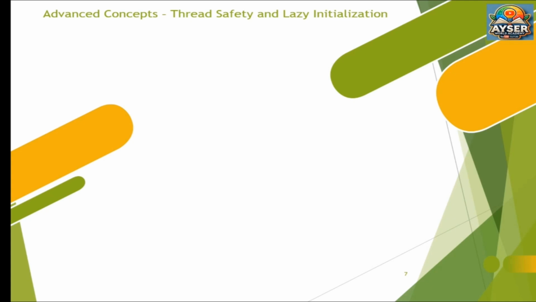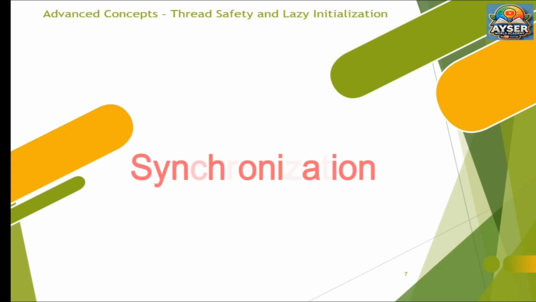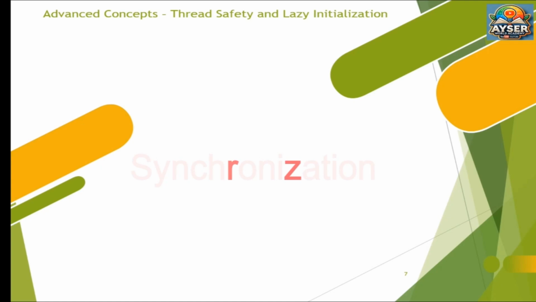You might have learned the Java thread programming model. There is a concept called synchronization. Synchronization basically means acquiring a lock on an object or at the class level. It will not allow other threads to enter the method until it releases the lock. So we are going to implement synchronization.